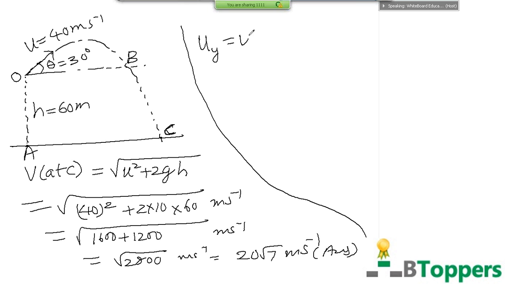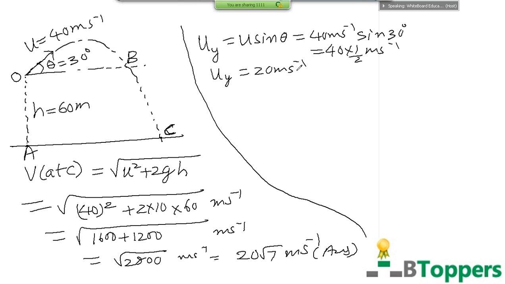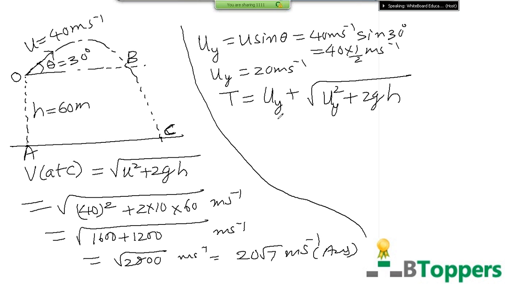The vertical component of initial velocity is given by uy equal to u sin theta. Here u equal to 40 meter per second and theta equal to 30 degrees. Sin 30 degrees equal to 1 by 2. So you get the vertical component of initial velocity as 20 meter per second. The time taken to reach the ground is given by capital T equal to uy plus under root of uy square plus 2gh, whole divided by g.